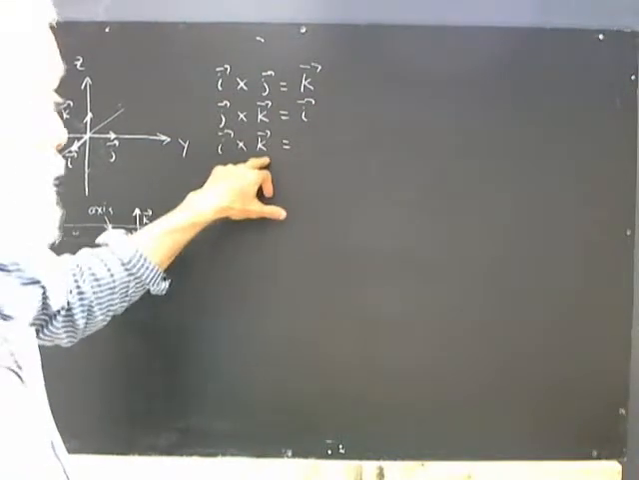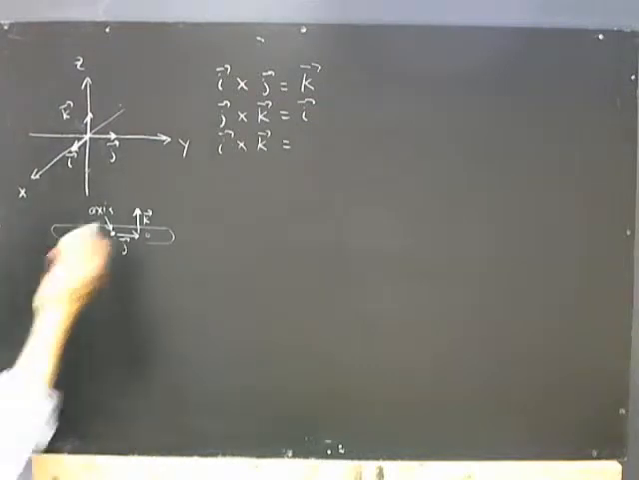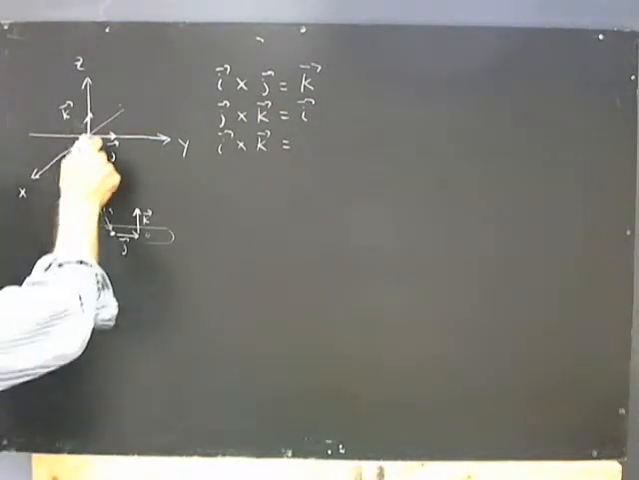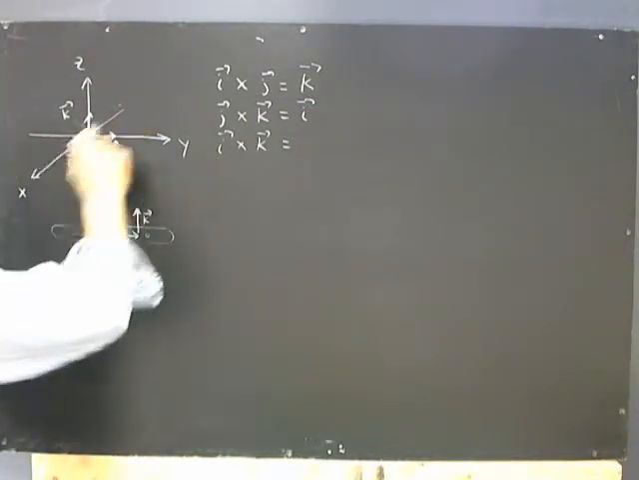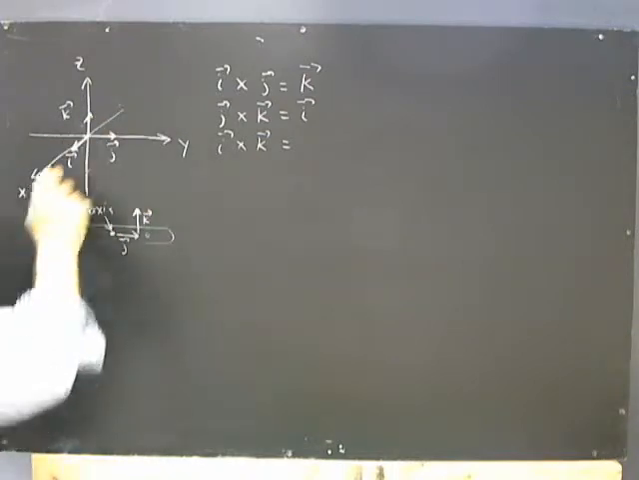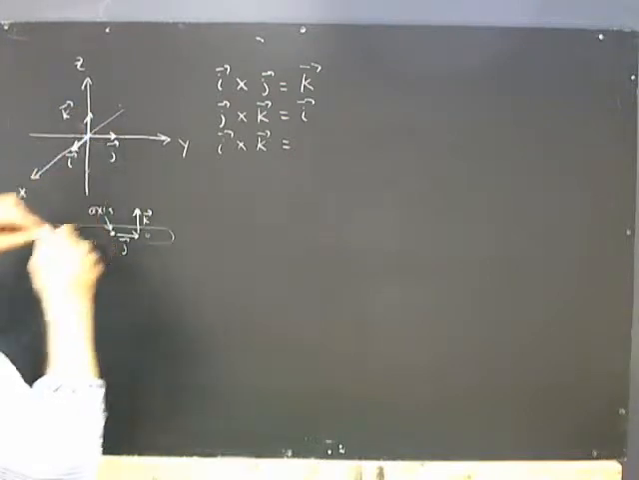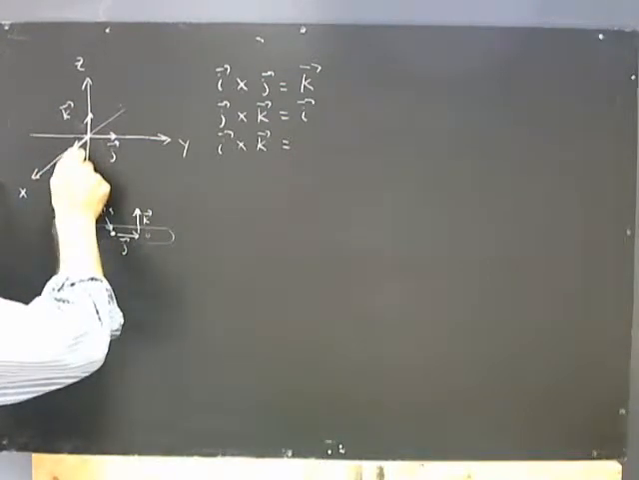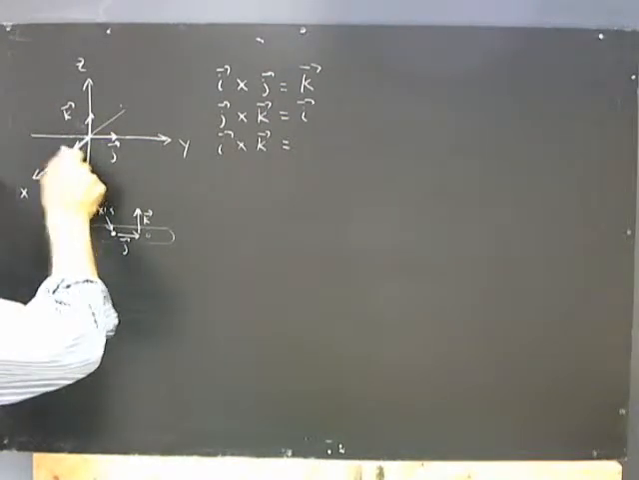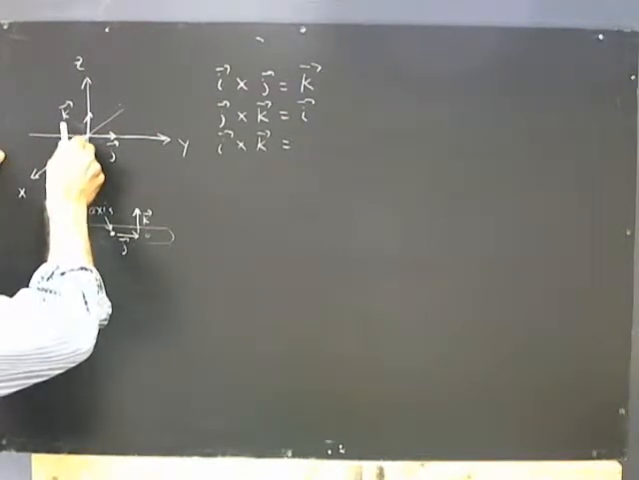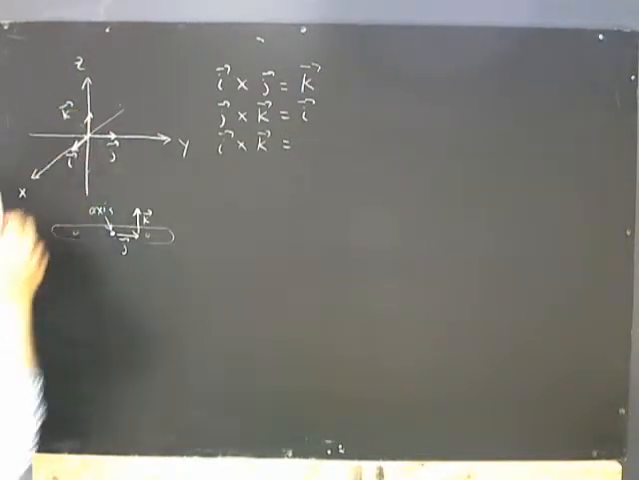I'm going to tell you about i cross k, that means we turn the thing this way. We have it, let's say, along the x-axis, the axis of rotation being the y-axis. We come out to a point along the i vector, and then we exert a torque in the k direction.